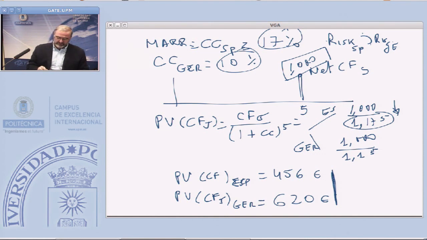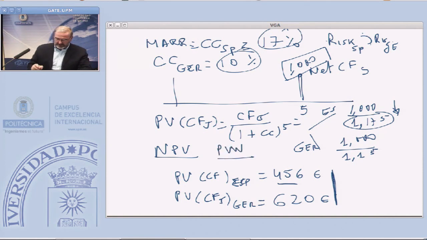Or you have another investment alternative, which is to buy shares of a German company, which also promises 1,000 euros 5 years from now. So what is the effect of considering the cost of capital of every investment in their countries? As Spain is riskier, the present value of any future cash flow, the present worth of this investment, will be lower.